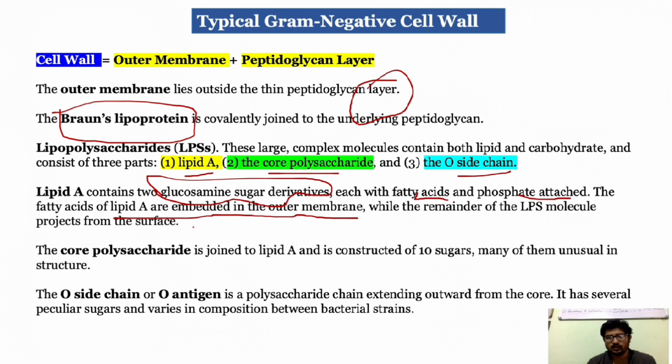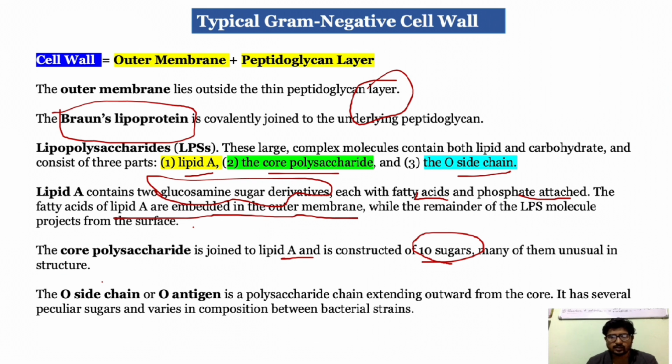You can read back the video and you can see it. The remainder part of the LPS molecule that projects from the surface is nothing but the hair-like appendages, which is the O side chain. Now again, in between that, the core polysaccharide is joined to lipid A and is constructed of 10 sugars. Now remember, these 10 sugars may differ from one bacteria to another bacteria. This gives the antigenic variety to the individual pathogen or the individual gram-negative bacteria.